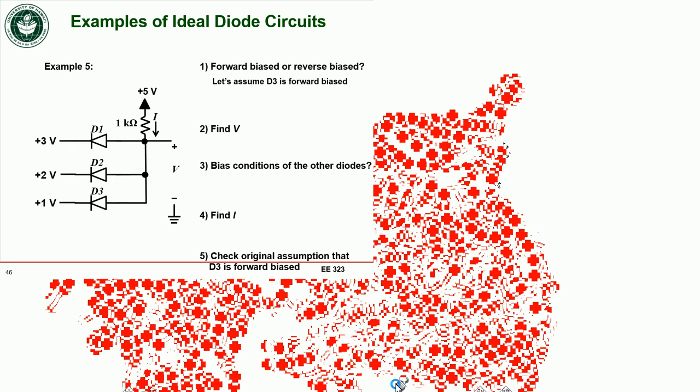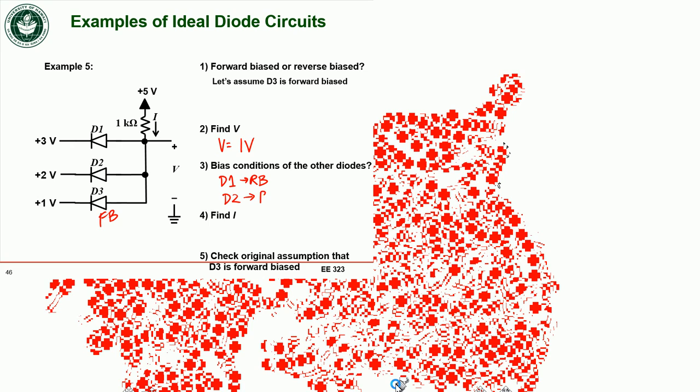So if D3 is forward biased, then the voltage at this node should be 1 volt. Okay, now if that's true, then diode D1 is under what bias condition? That's reverse bias. And diode D2 is also reverse biased. So there's some current flowing through here, but that current is 0, and that current is 0.